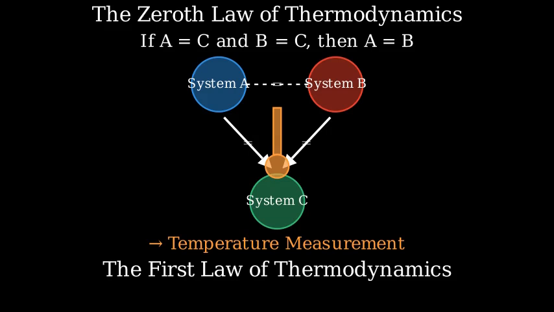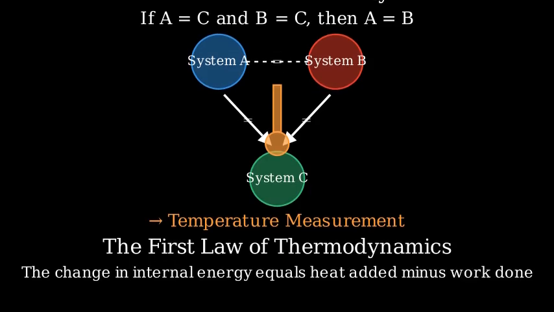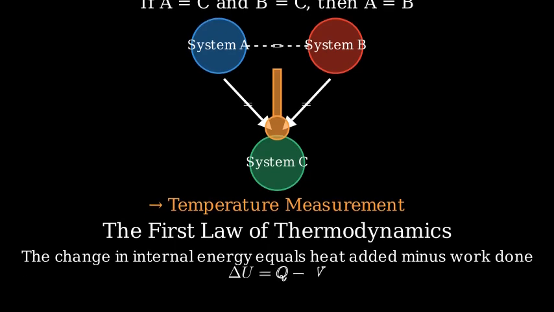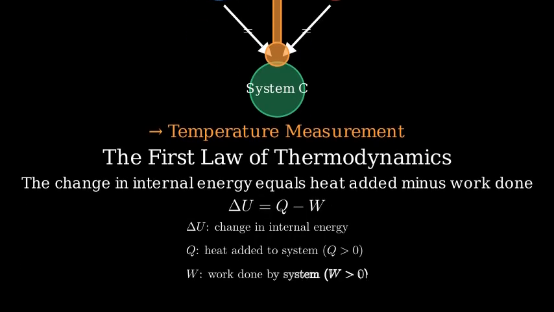The first law of thermodynamics is essentially the law of conservation of energy. It states that the change in internal energy of a system equals the heat added to the system minus the work done by the system on its surroundings. Mathematically, we write it as delta U equals Q minus W, where delta U represents the change in internal energy, Q is the heat, and W is the work.